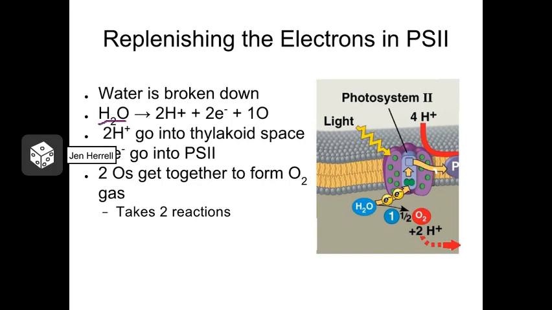In this reaction, each water molecule is broken down into two hydrogen ions, two electrons, and a single oxygen atom. The hydrogen ions are pumped into the thylakoid space, so they actually help build that proton gradient that's going to help make some ATP. The two electrons that are stripped go back into photosystem 2 to replenish the electrons that were removed. And after two cycles of this, the two oxygen atoms get together and make O2.